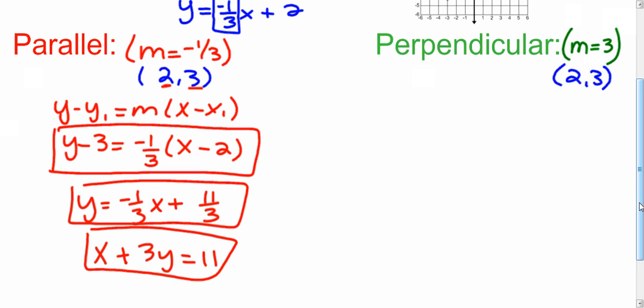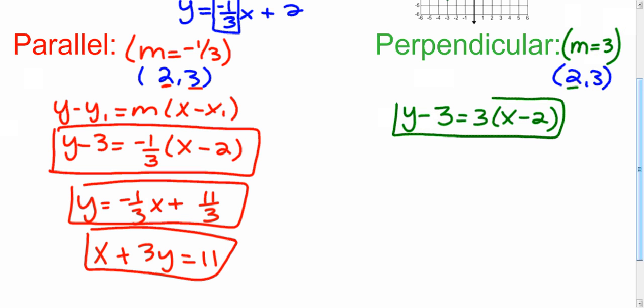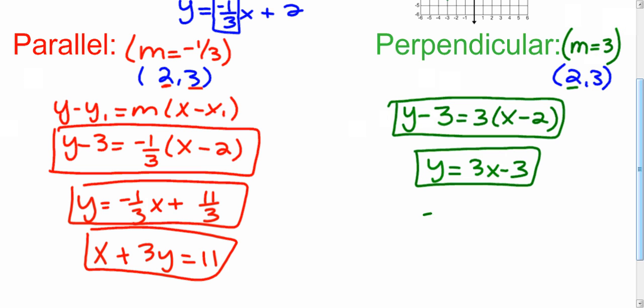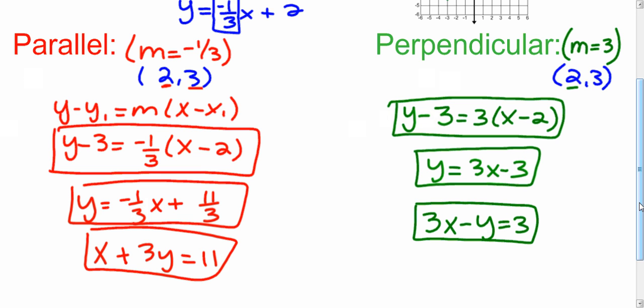Okay, perpendicular would start out like this. y minus y1, which is 3, equals m, which is 3, times x minus x1, which is 2. So there's that one in point slope. If you want to simplify these, hit pause and go ahead and check them. I will give you the answers in the other forms. I just think we've done it enough that you don't need to watch a video about it. So there they are in slope-intercept form and in standard form.